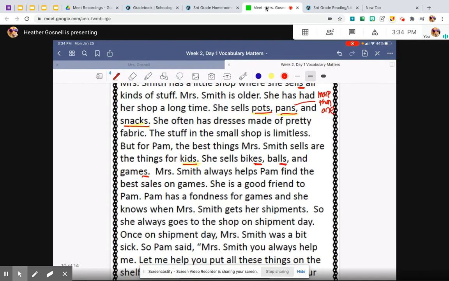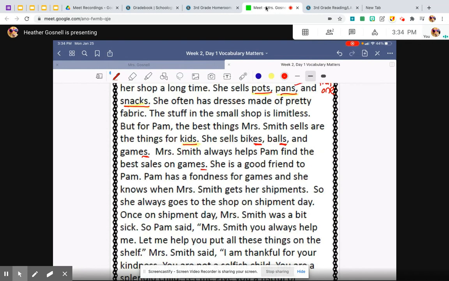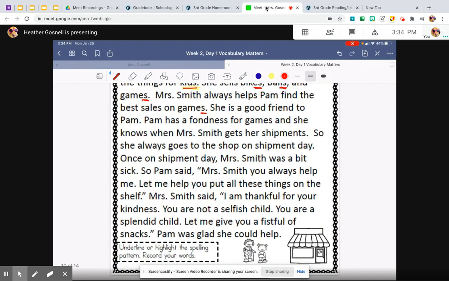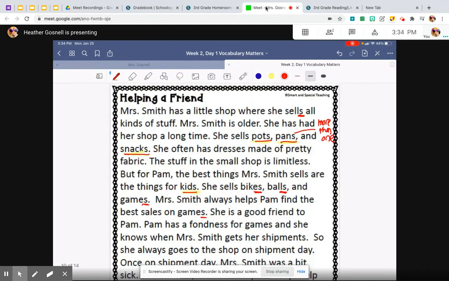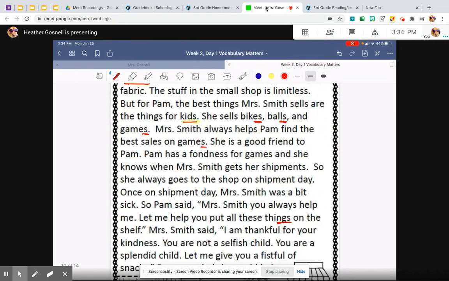And they're all through this passage. Here it is attached to the base word game. You put S, it's more than one game. Now, let's look and see if we can find more.